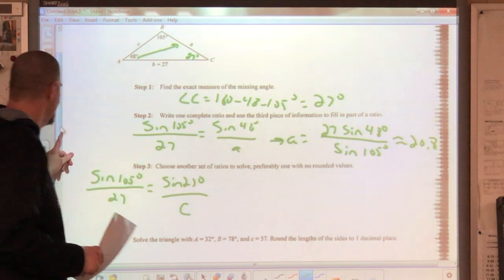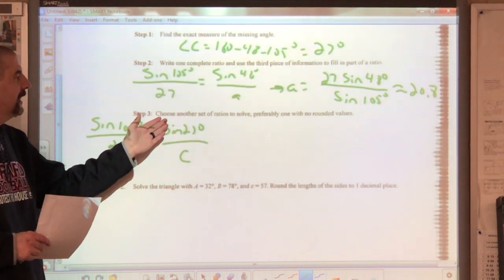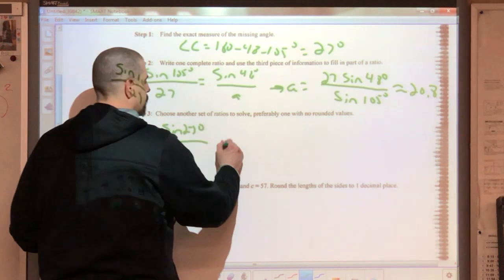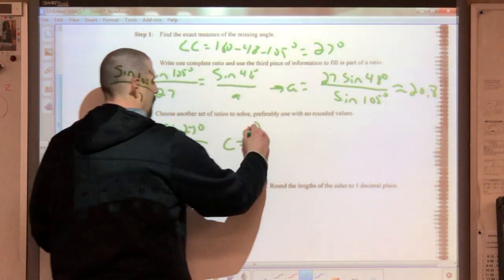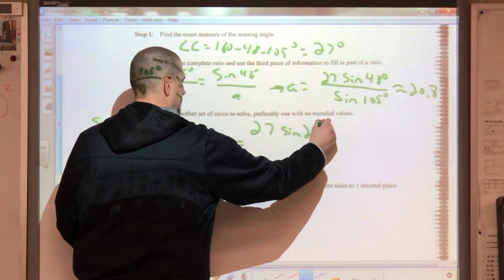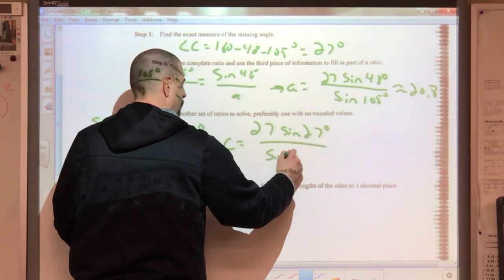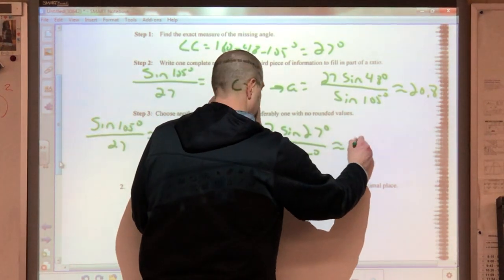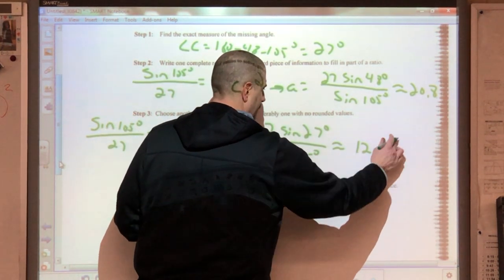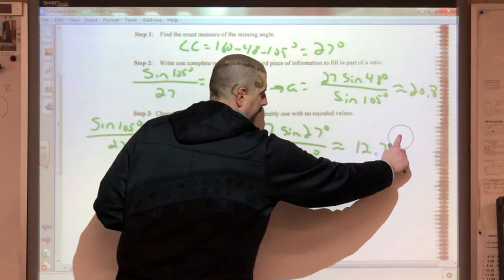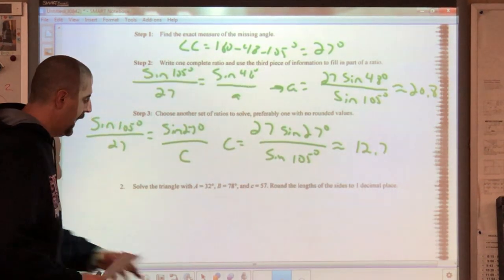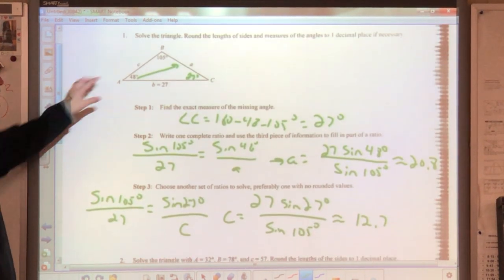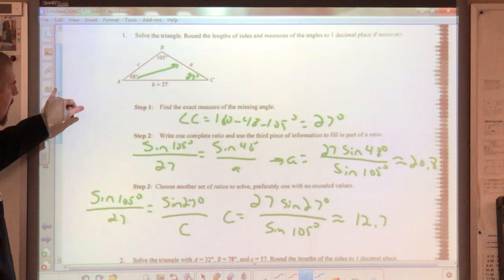All right, so we have sine of 105 over 27 equals sine of 27 over c. Cross multiply and solve, so you're going to get c is equal to 27 sine 27 over sine 105. Type it in a calculator and you'll get approximately 12.7, okay? 12.7. All right, so have we solved this triangle? Yes. We now know angles A, B, and C, and sides A, B, and C, so we are done.